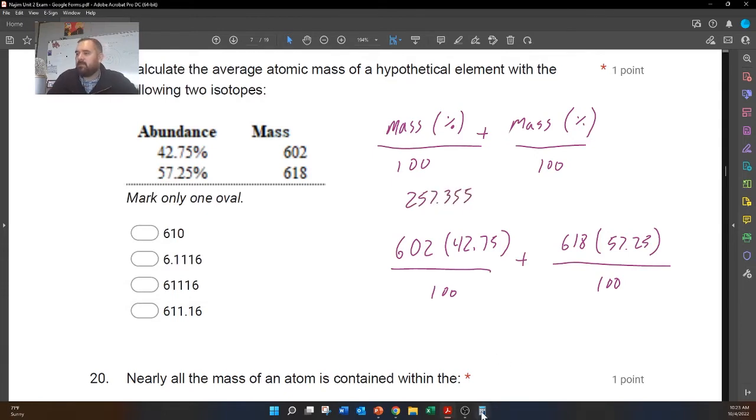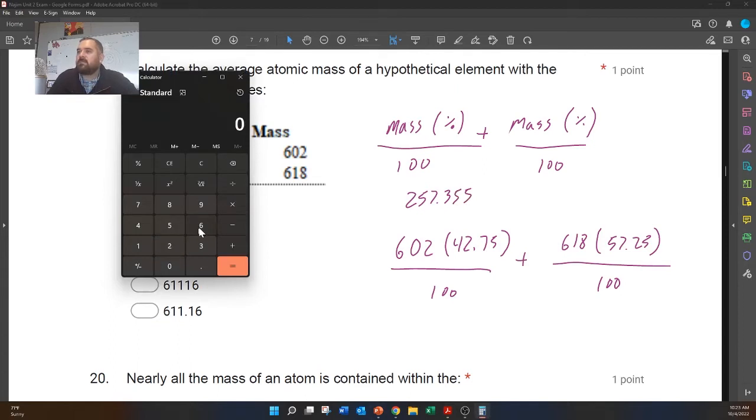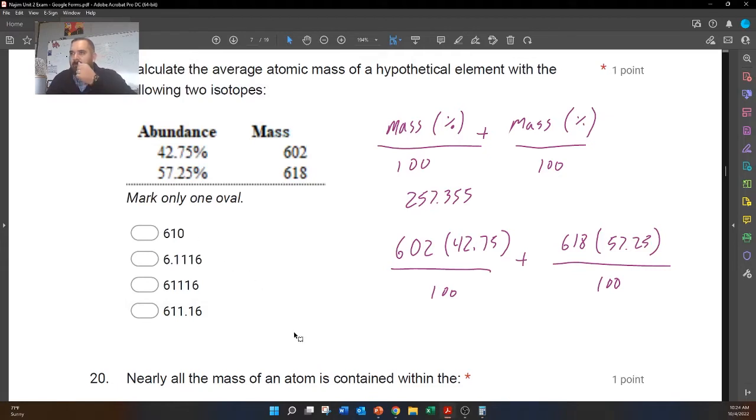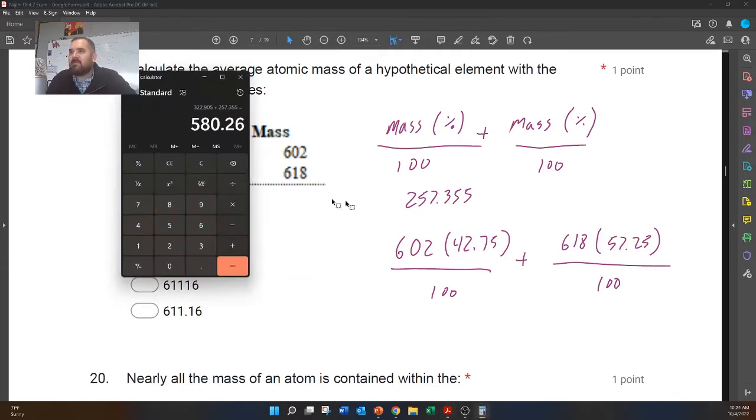And then I'm going to do it to the other one. So 618 times 52.25, which gives us that number. We divide by 100, and that gives us 322.905. And then I'm just going to add the first one that we had, which was 257.355, which gives us 580. Our answer should be 580. Actually, no, that makes no sense. Did anybody solve this and get something different? I'm going to pause.